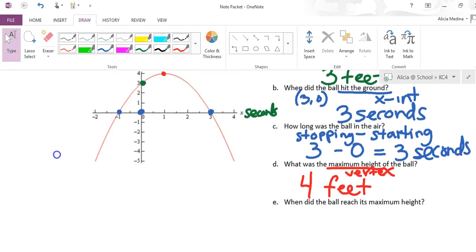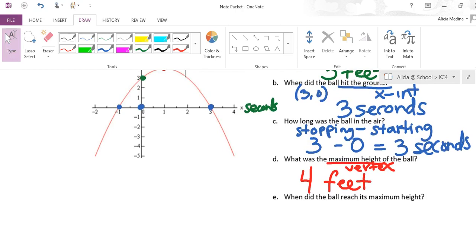All right, scrolling on up here. When did the ball reach its maximum height? This is still the vertex, but when is referencing the time. So at what time did it reach that maximum height? This is going to be the x value, and our x value is going to be at 1 second.